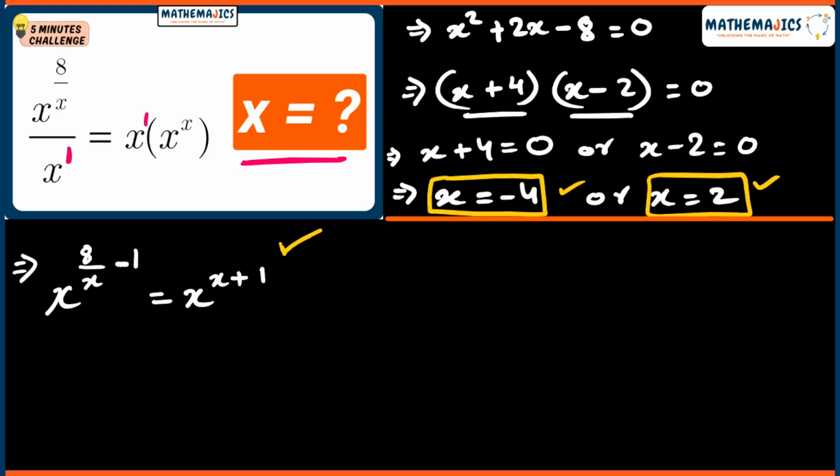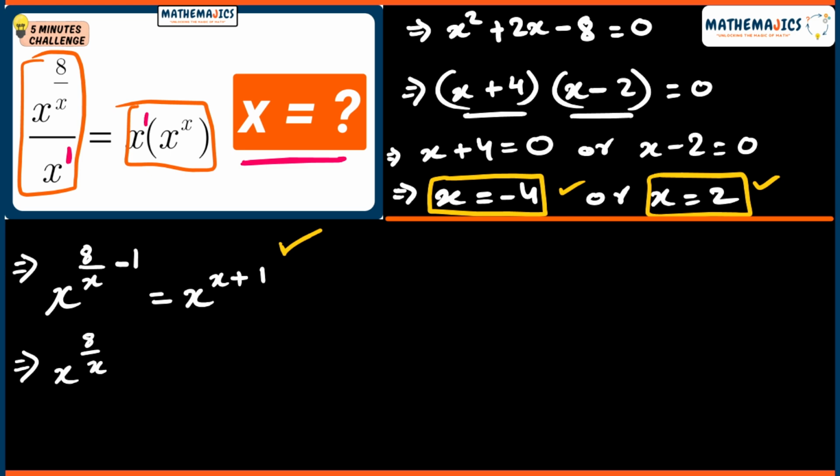What we have done in step 1, we have simplified the left hand side and we have simplified the right hand side using the exponent rule. I hope you remember those exponent rules. Correct. Now we will be simplifying it further. To simplify it further, I will bring the right hand side to the left hand side. If I bring the right hand side to the left hand side, I will get x raised to power 8 by x minus 1 upon x raised to power x plus 1 is equal to 1. If I bring this right side on the left hand side, I'll be left with 1 on the right hand side.